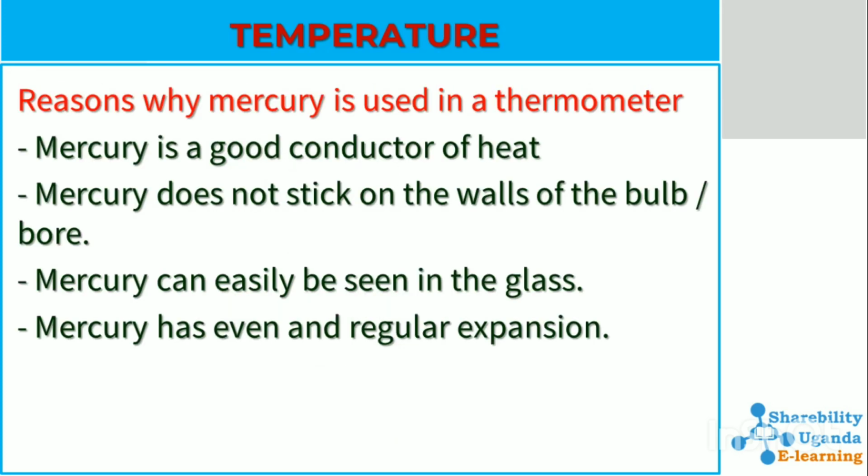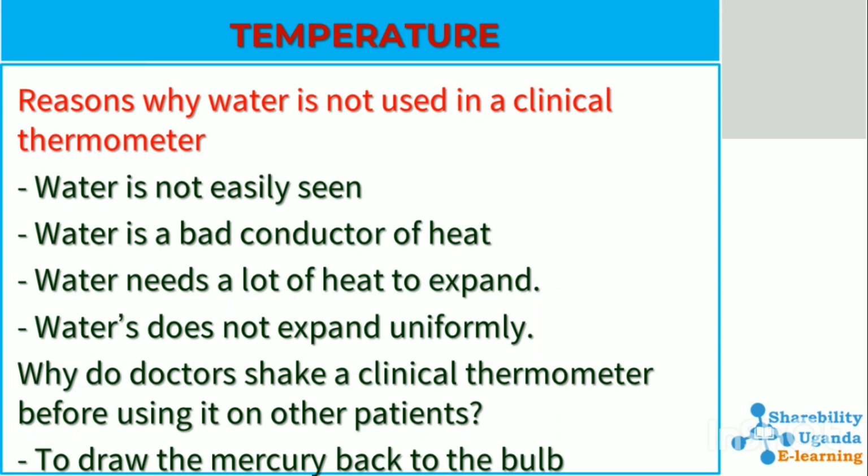Reasons why mercury is used in various thermometers are that it is a good conductor of heat. It does not stick to the walls of the thermometer or the bore. Mercury can easily be seen in the glass, and mercury also has a regular expansion. It expands uniformly in the glass.